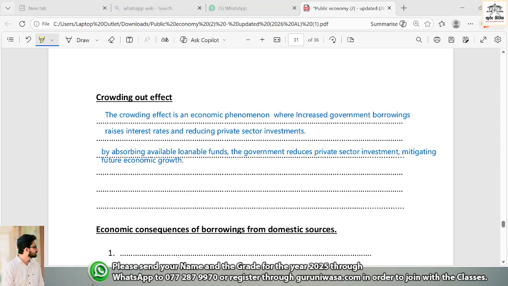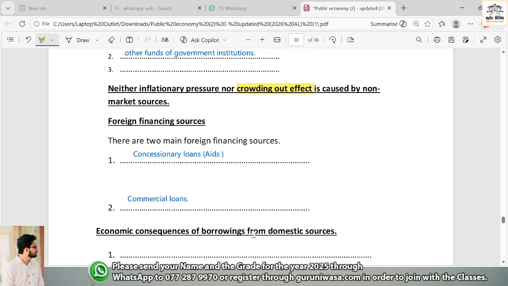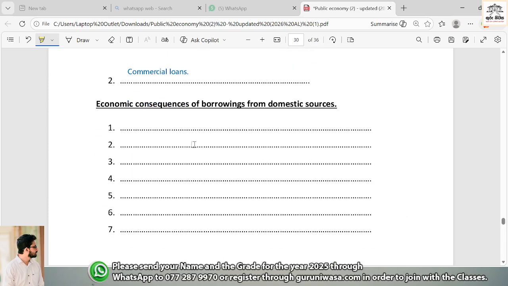Sandil, Mara. No, sir. Then, clear. We have to discuss the economic consequences of borrowing from domestic sources. Actually, nothing to discuss. I'll explain.